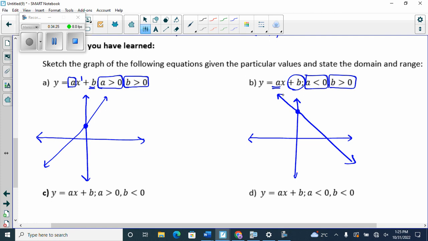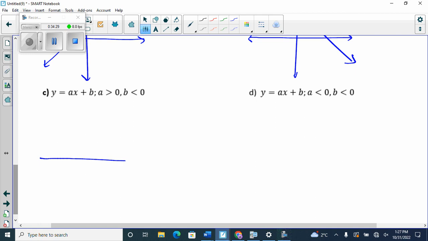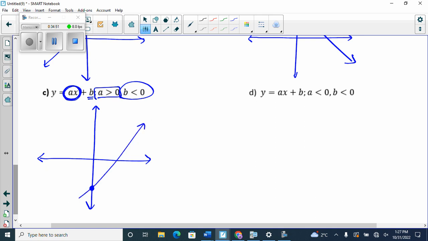Okay, you guys are trying C and D quickly, and then we're moving on. So, this one, we go to our y-intercept. Our y-intercept is negative. So down here somewhere. A is greater than 0. So my leading coefficient is positive. So I end up on the right, which means I extend that line. It's down on the left. We agree? Could it be steeper? Sure. Could the y-intercept be anywhere between this and that? Yep.